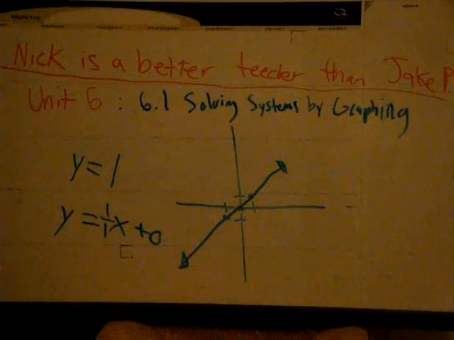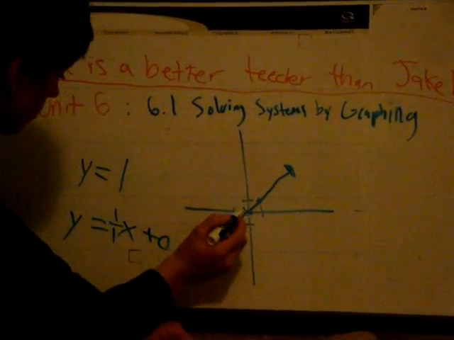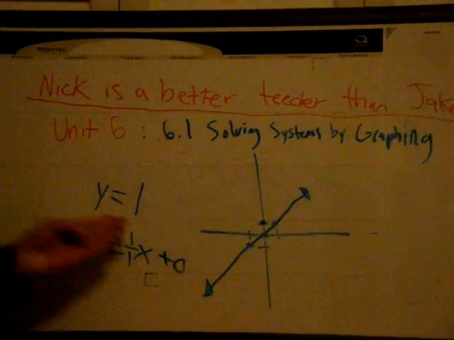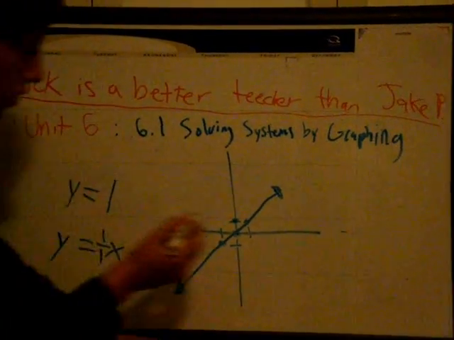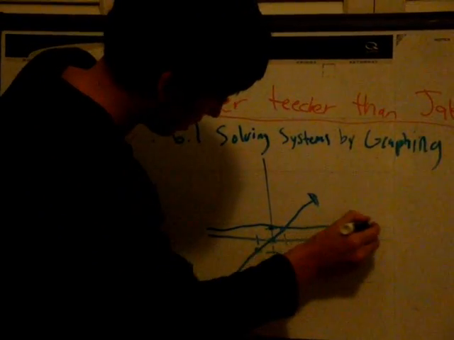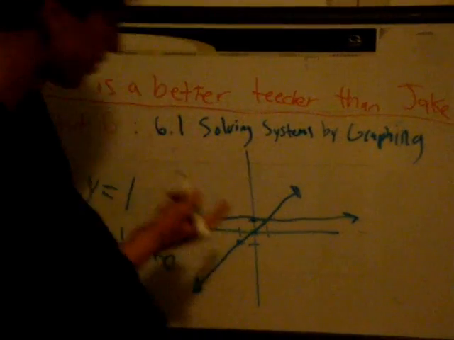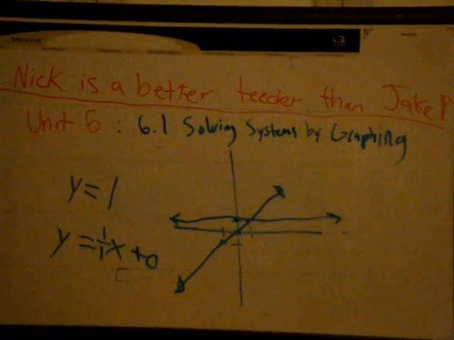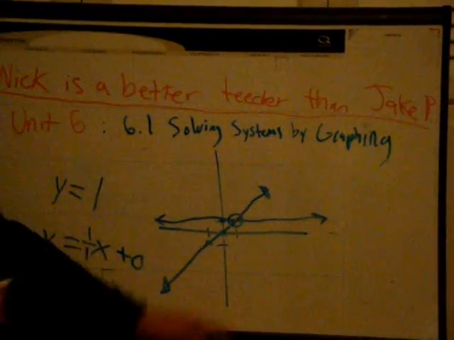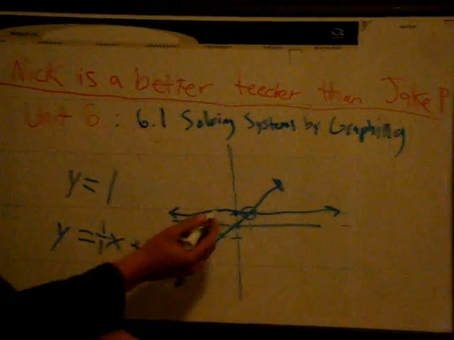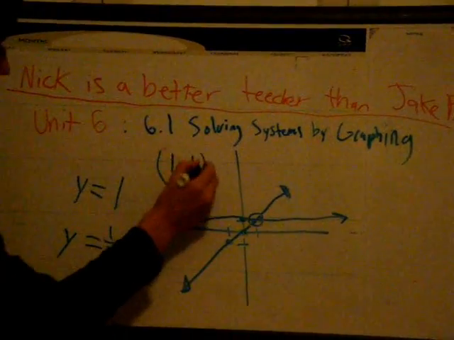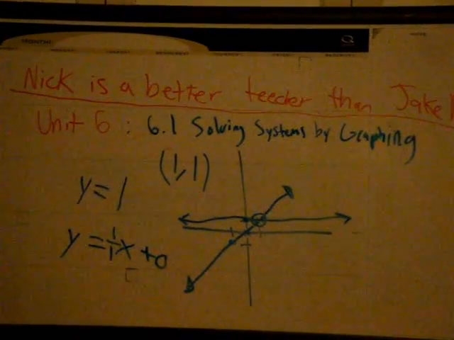And now for y equals 1, the y-intercept will be 1. So you go up, here's our first point. And since there's no x, it's just a horizontal line across the graph. Just like that. And so to solve these by graphing, you have to find the intersection. The intersection of these lines is right here. That point is 1, 1. So 1, 1 is the answer to this problem.